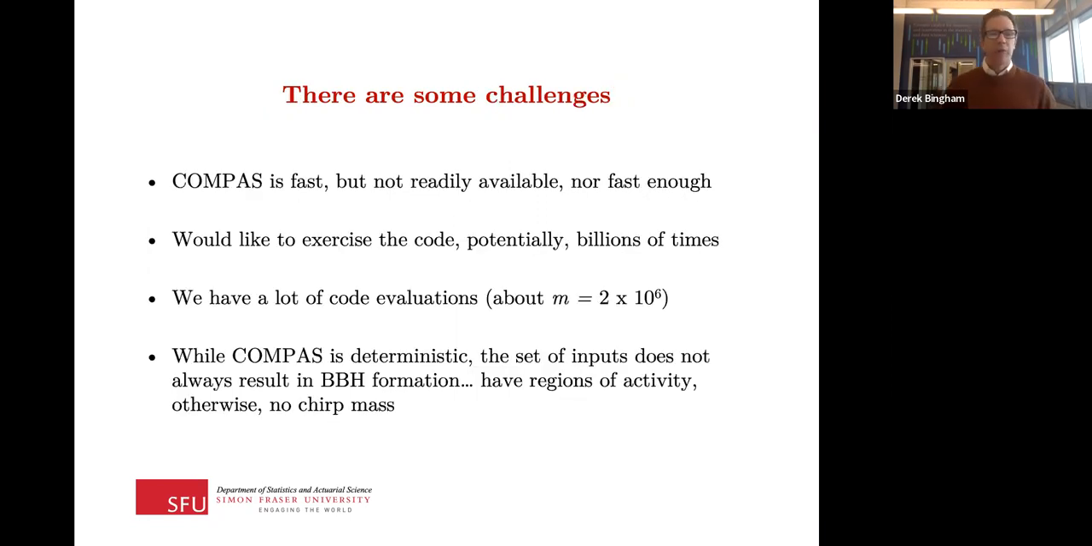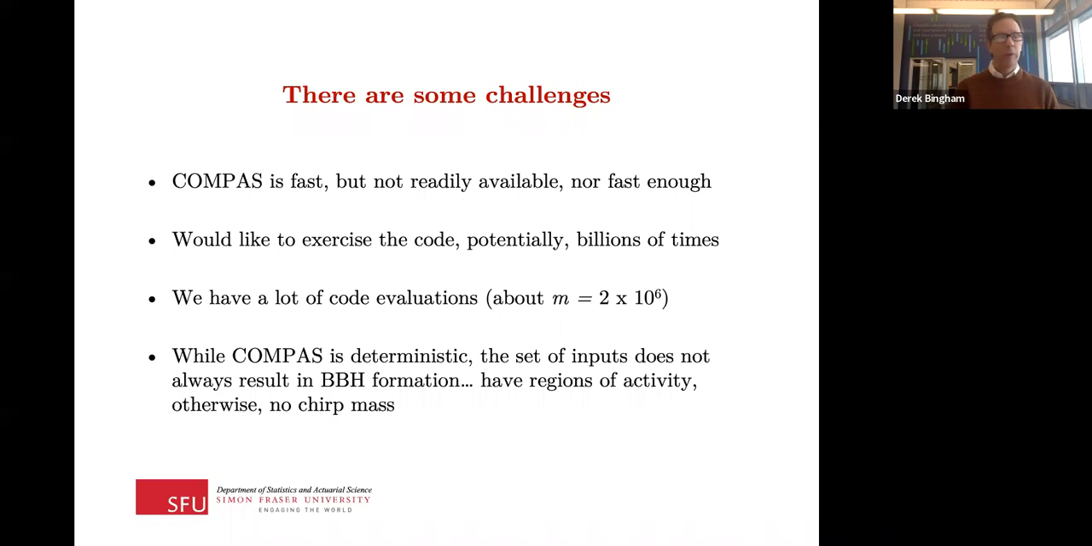Okay, so the COMPAS model is fast, but not fast enough, if you will. It's not instant, and at the time when I wrote this, it was not readily available. It certainly is more readily available than it was when we first started. The team has released code for their model. We'd like to exercise the code potentially billions of times. So what has actually happened is that the astronomers have created a series of code evaluations, roughly 2 million of them, for us to create a model of their model, an emulator of their computational model, which will be faster and more readily available.